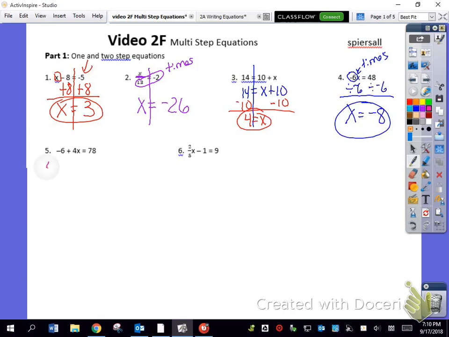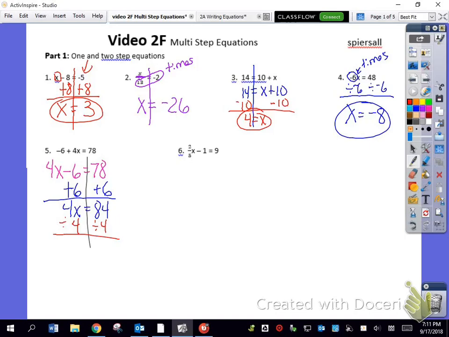Now on 5, you've got two-step equations. So I want to rewrite that first. 4x minus 6 equals 78. So if you'll rewrite it first, and then you can solve it from there. So the very first thing, the opposite of subtracting 6 is to add 6. So add 6 to both sides, and you get 4x equals 84. The opposite of multiplying is to divide. So now you're going to divide. I'm going to divide by whatever's in front, which is 4. So I divide by 4. So x equals 21.